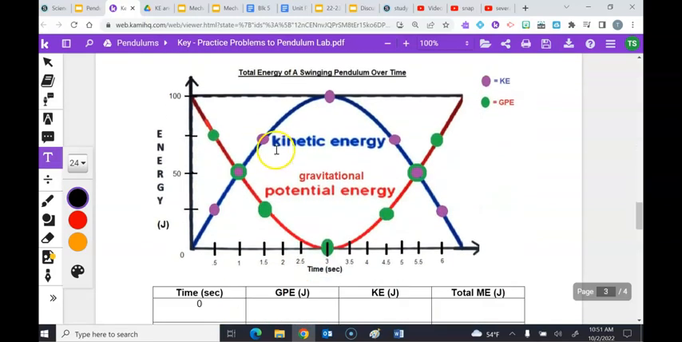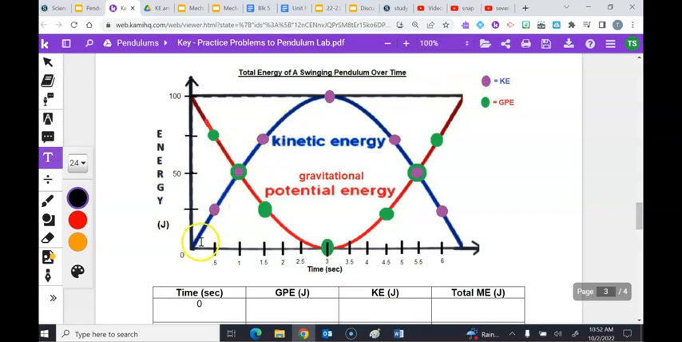Page 3, you're going to look at a graph of the pendulum. So the red line represents the GPE of the system. It starts off where the system is expressing a whole bunch of GPE, and as it swings down, it loses GPE. As it swings up, it gains GPE. But look at the blue line. The blue line, it looks like two parabolas, right?